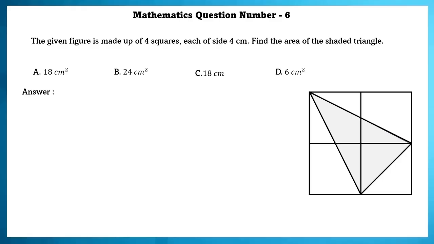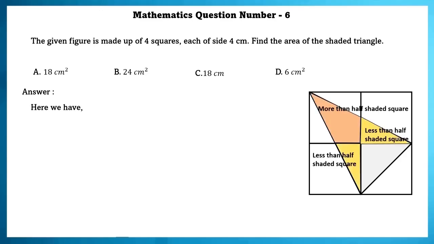Mathematics question number 6. The given figure is made up of 4 squares, each of side 4 cm. Find the area of the shaded triangle. Here we have 1 more than half shaded square, 2 less than half shaded squares, and 1 half shaded square.